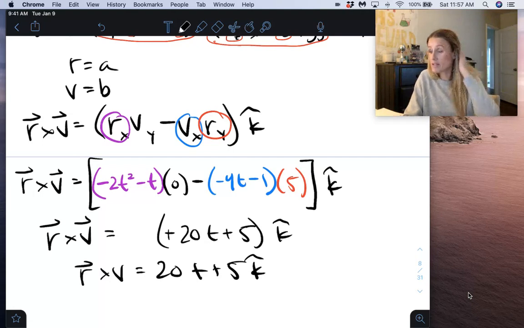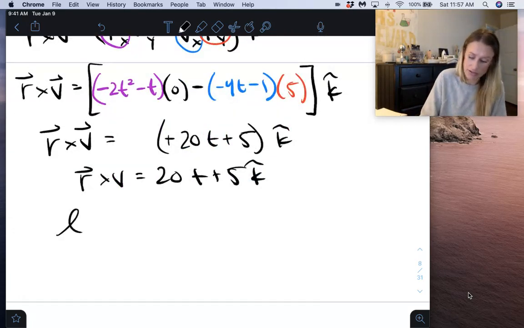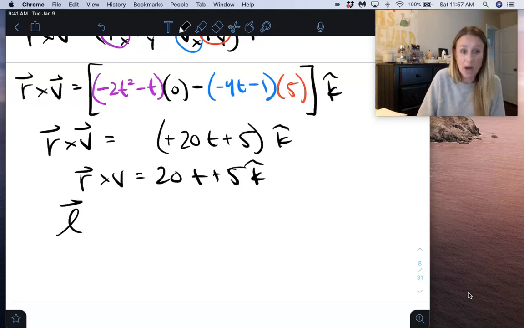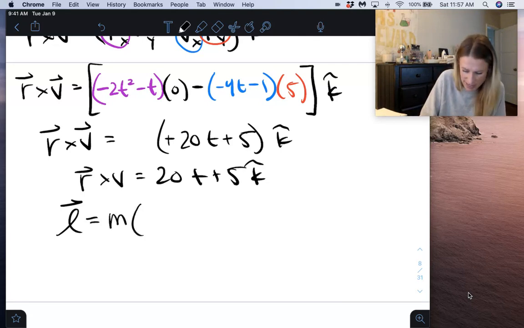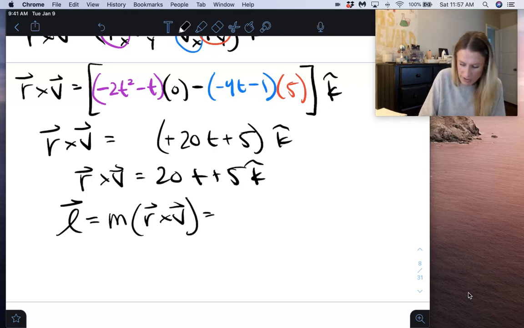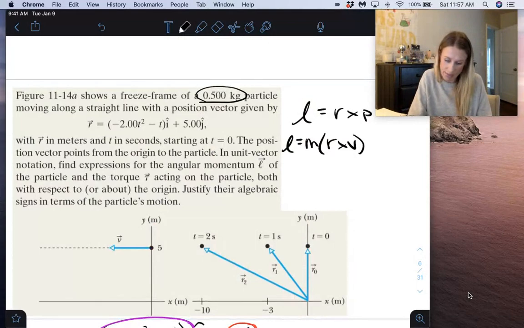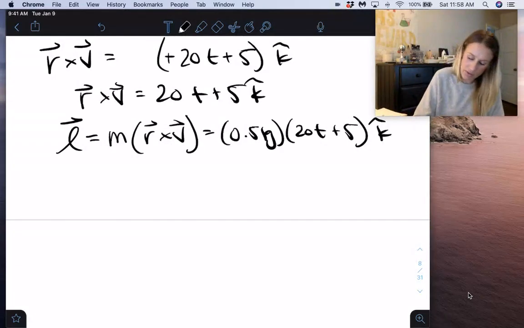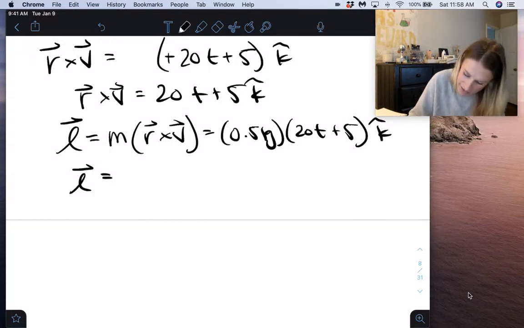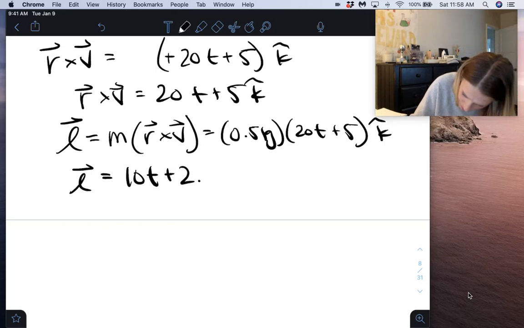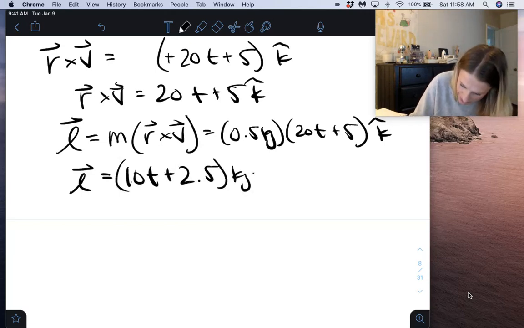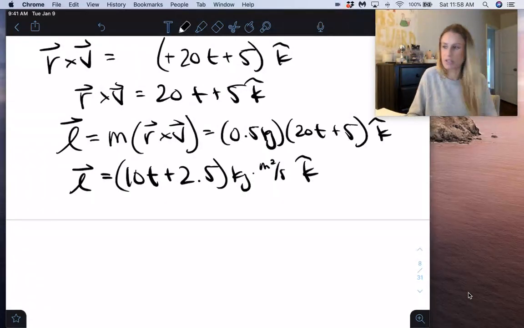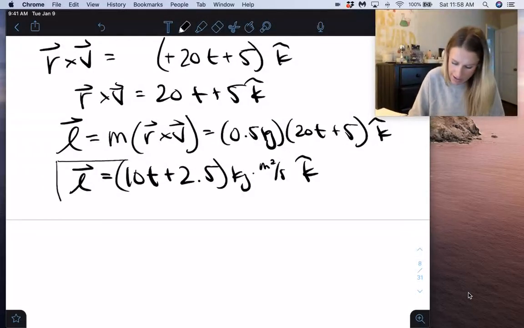Now we also need to multiply this by m, because we're finding the angular momentum, not r cross v. That's just a part of our angular momentum. Remember, angular momentum is m times r cross v. So we multiply by m, which was 0.5 kilograms: 0.5 kilograms times (20t plus 5) k hat. Multiplying everything by 0.5, our angular momentum vector is equal to (10t plus 2.5), with units of kilograms times meters squared over seconds, and our direction is k hat. So that is our answer for angular momentum.